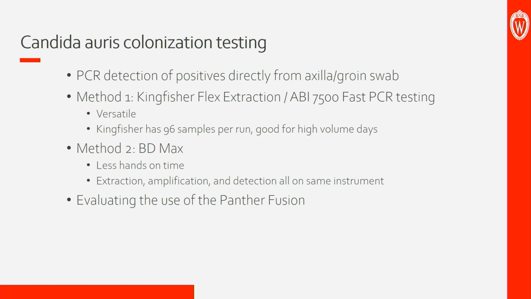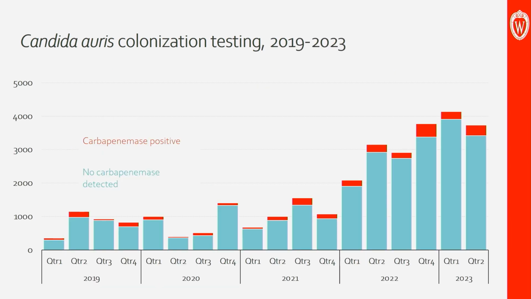We're evaluating the use of the Panther Fusion to also give us more of a boost in how much we can test, because we are testing a lot of Candida auris swabs. So this is probably the majority of our testing. Something that also has been a shift is, when we started off, we were doing more point prevalence surveys, and now we are doing a lot more admission screening at some facilities all over the Midwest region.